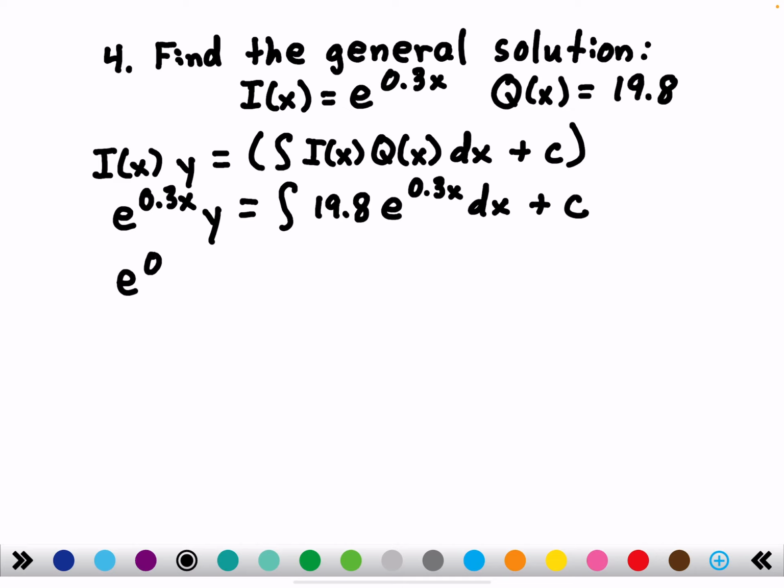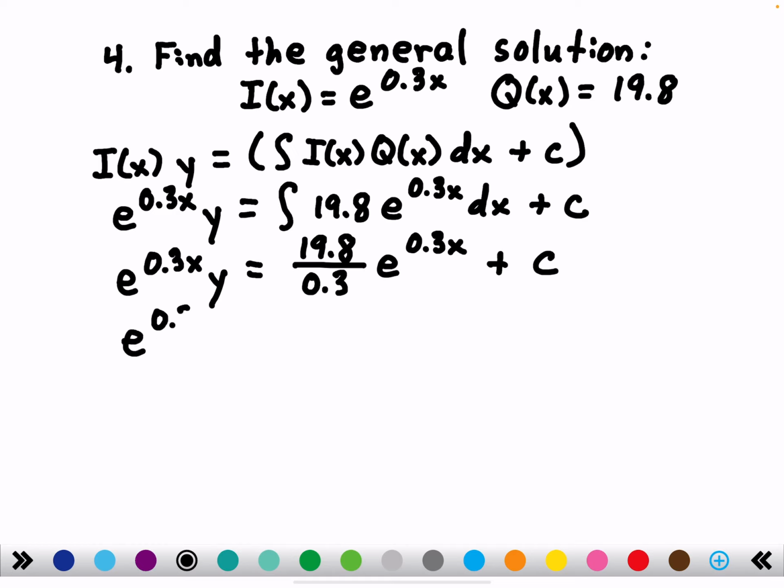Now let's simplify that integral. E to the 0.3x times y equals, well, this would be 19.8 divided by 0.3 times e to the 0.3x. Remember the integral of e to the x, you just get the same thing over again. I just need to divide it by that 0.3 so that it does not change that constant. And this will be plus c. Now we can simplify a little bit. 19.8 divided by 0.3 happens to be 66, e to the 0.3x plus c.